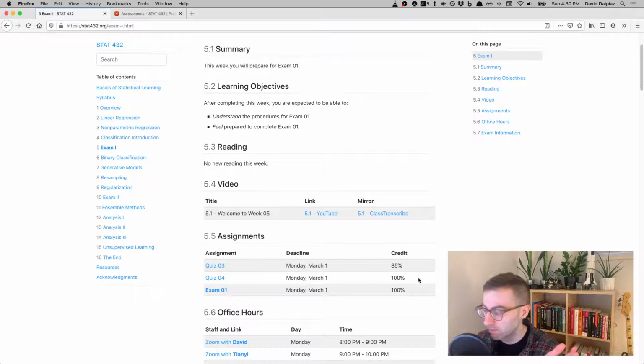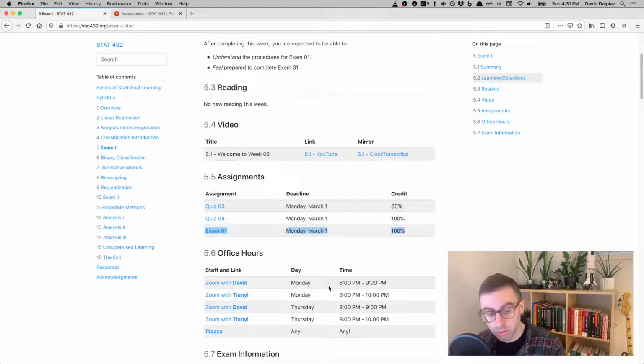Assignments. So before the exam, you still have time to get some credit for quiz 3 or 4 if you haven't already. And then exam 1 will take place essentially the same day that the quiz would have been due this week. Note that unlike the quizzes, which are due at the end of the day, the exam does not take place near midnight. It's at 7 p.m. Champaign time. So do be aware of that.